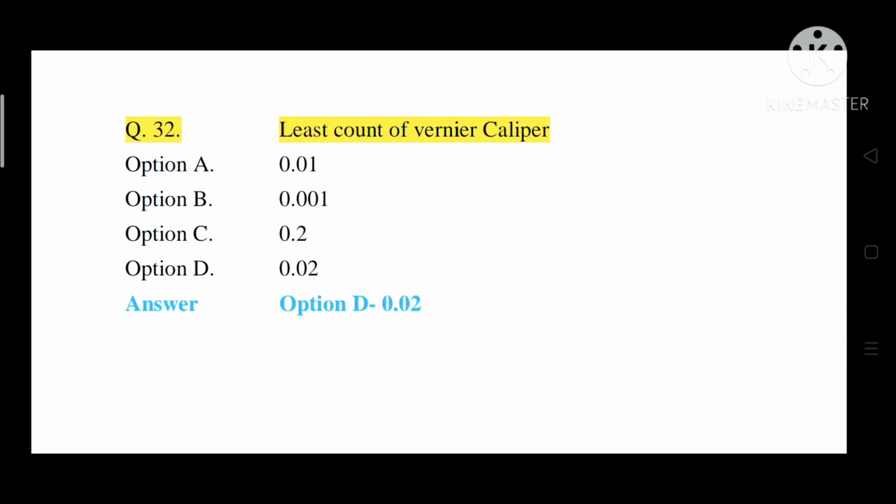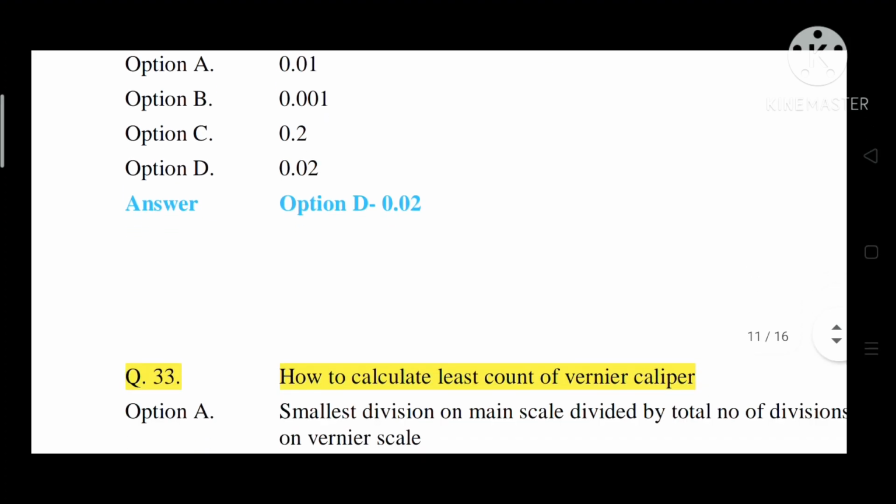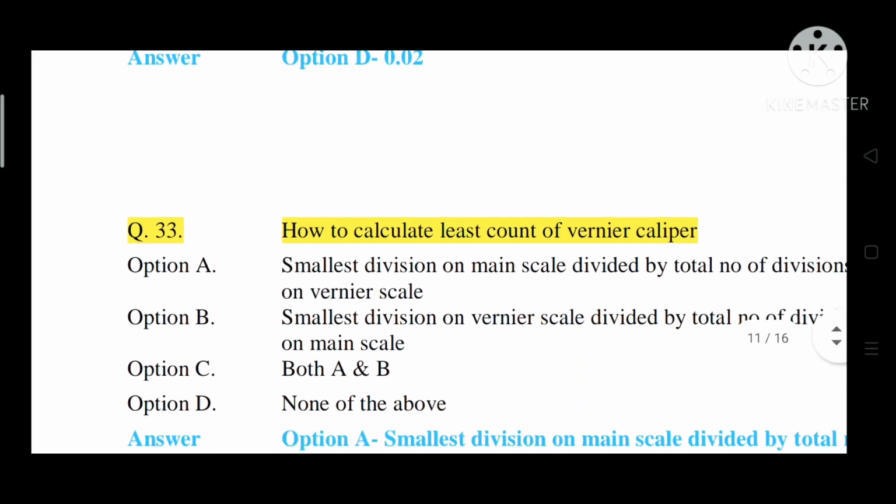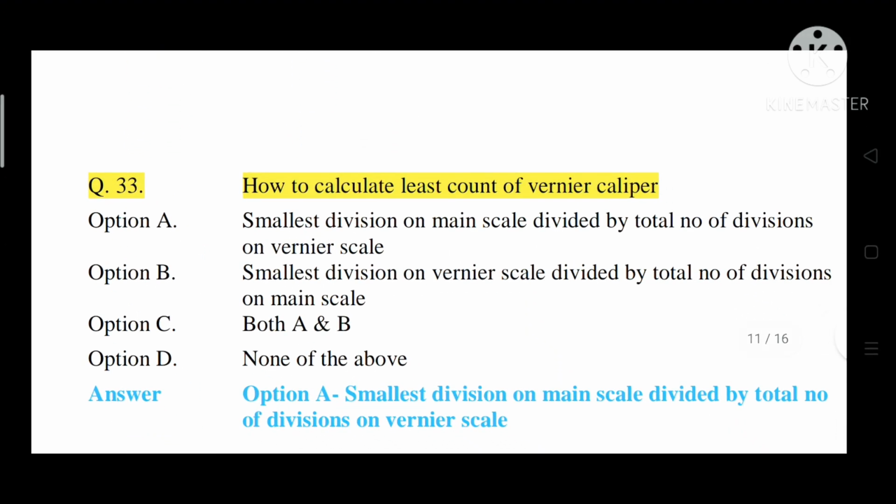That is how to calculate it: smallest division on main scale divided by total number of divisions on vernier scale. So the smallest division is 1, divided by the total number of divisions, that is 50. So 1 by 50 becomes 0.02 mm. So the correct answer is option D, that is 0.02 mm. Question number 33. How to calculate least count of vernier caliper?